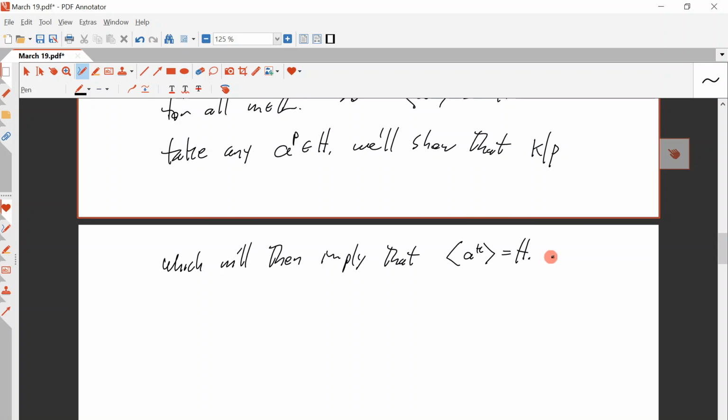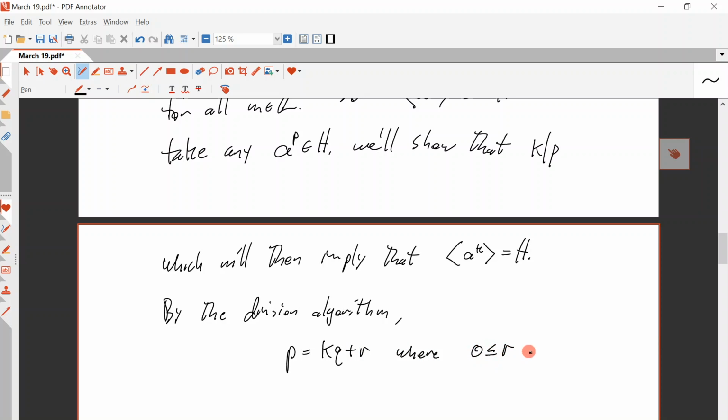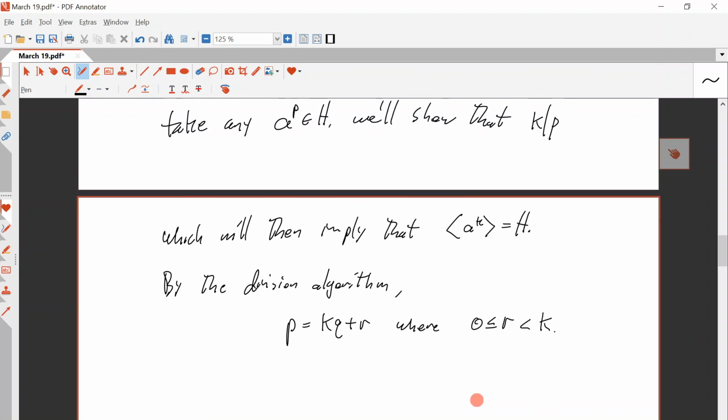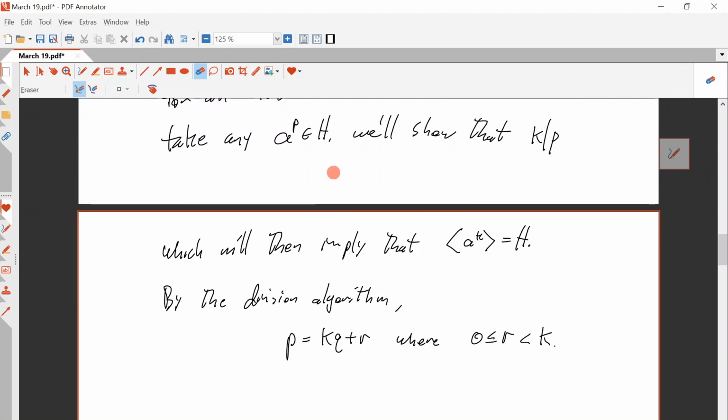Well, by the division algorithm, p is equal to kq plus r, where 0 is less than or equal to r is less than k. Oh, am I using, that's a bad letter. P, k, A^s.